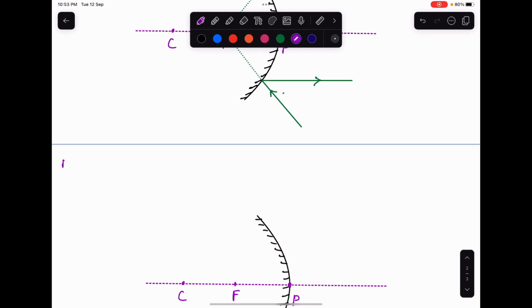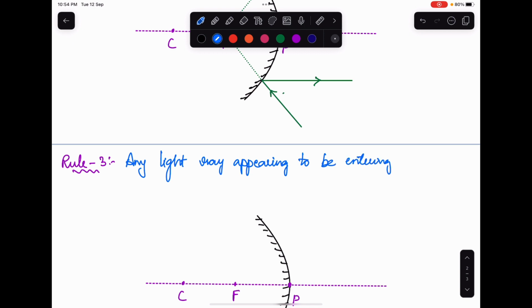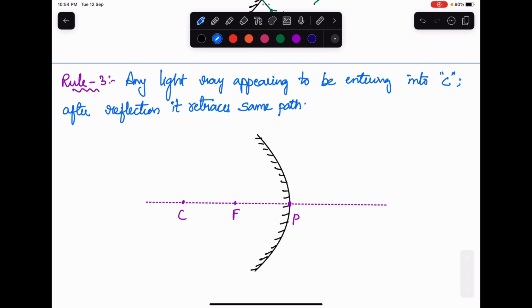Next, rule number 3. I think we are completing it very quickly, right? Same as usual in the previous concave mirror. Here also the same thing. Any light ray appearing to be entering into center of curvature, after reflection, as usual, retraces the same path. The reason is the same: it is incident along the normal, so angle of incidence will be equal to angle of reflection.